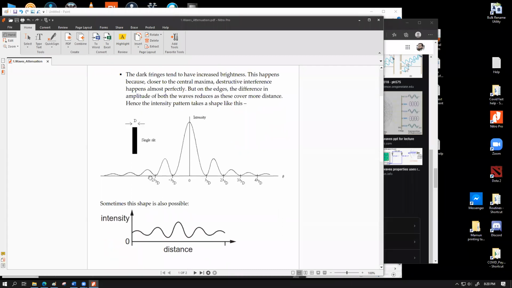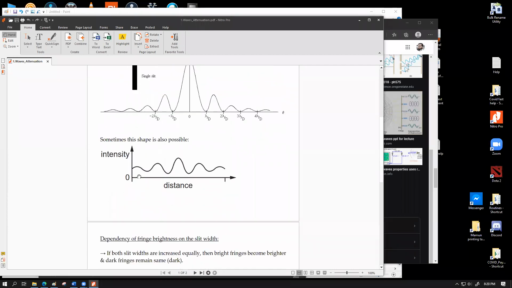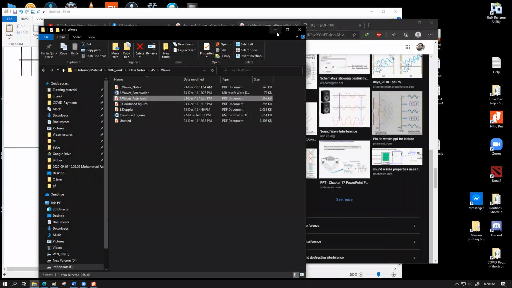So this is the typical intensity pattern observed for light waves. We have this kind of variation, and in some cases we can also have this shape. This is the shape that is most commonly associated with sound waves. There are multiple reasons for this. One of the primary reasons is that we cannot essentially produce sound waves from point sources like light.